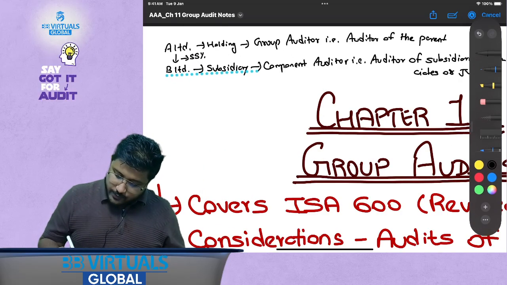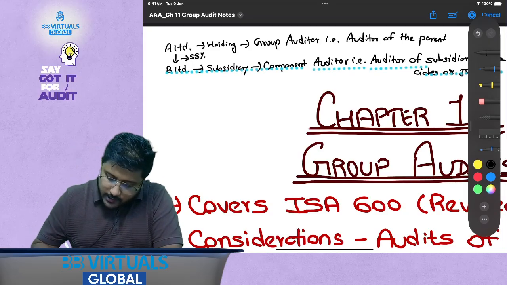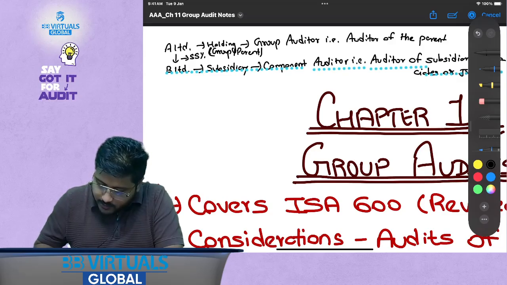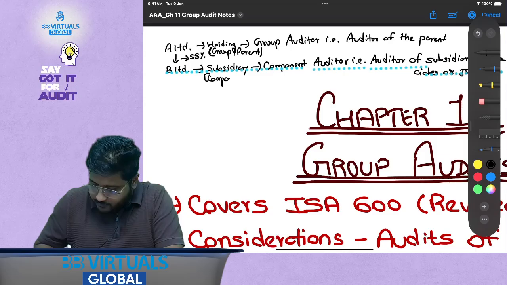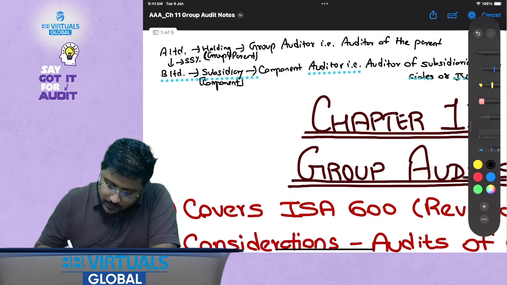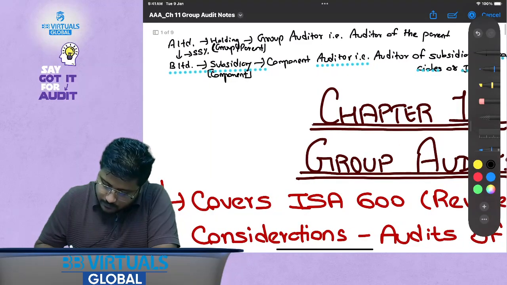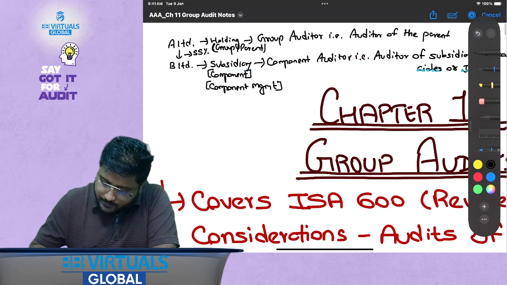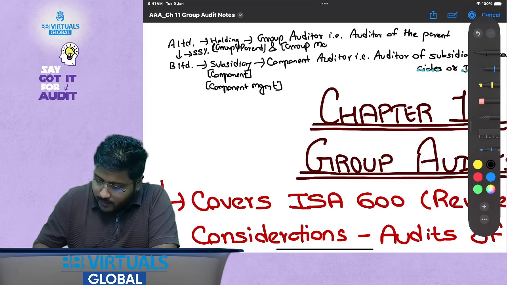Now let's try to understand from one more point of view. This would be called the holding company or group company or parent company. This would be called the component. The management of this particular company would be called component management, and the management of this company would be called group management. I hope this is clear.